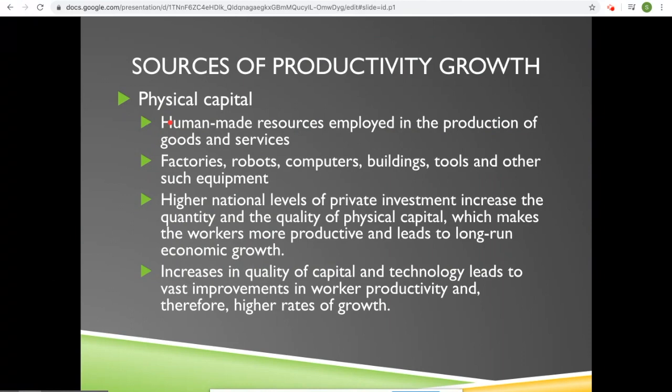This is the capital that you're most familiar with, that is physical capital, which is basically human made resources employed in the production of goods and services like factories, robots, computers, buildings, tools, any kind of machinery or equipment that is being used to produce goods and services. Higher national levels of private investment increase the quantity and the quality of physical capital. It makes workers productive. It leads to long run economic growth. Increase in the quality of capital and technology also leads to vast improvements in worker productivity and therefore higher rates of growth.